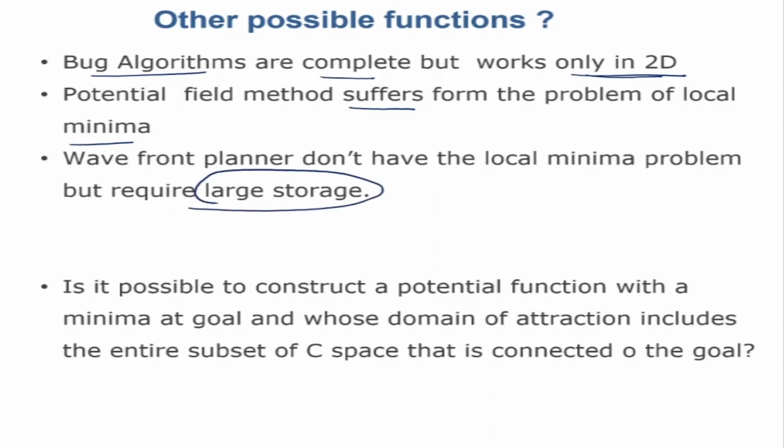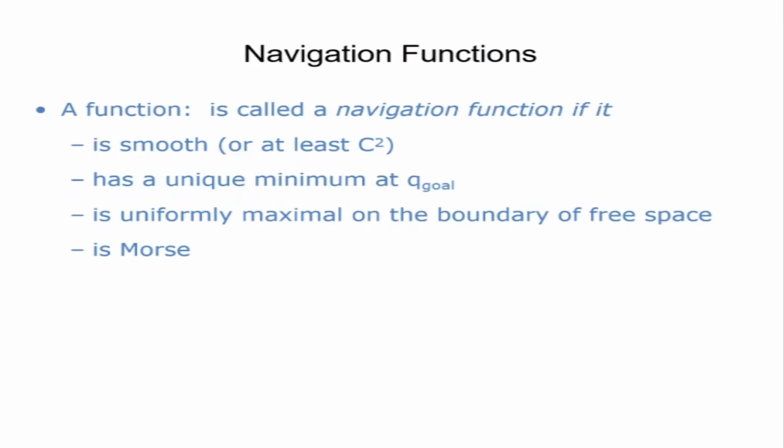So is it possible to construct a potential function with the minima at goal and whose domain of attraction includes the entire subset of C space and is connected to the goal? Now, in that case, all the local minimas would be near the goal. And if they're connected to the goal, then it will go to the goal ultimately, right? So such functions are called navigation functions.